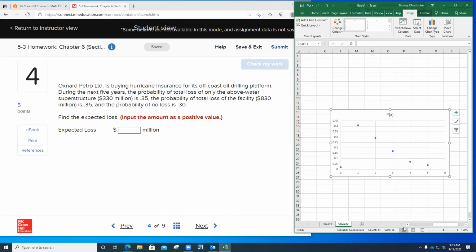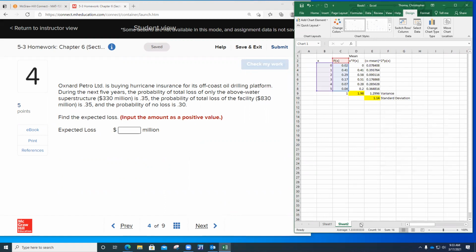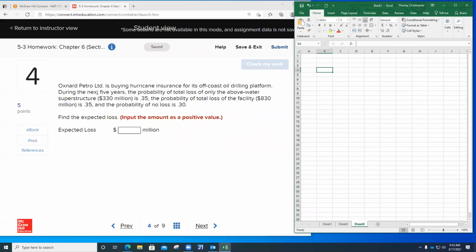Again, we can create our table for these. I'll open a new sheet since I have so much going on in this one. So this is a company buying hurricane insurance for its off-coast drilling platform. The next 5 is probably a total loss of only the above water structure is 330 million. So 330 million. And I don't have to write all the zeros because the answer has the word million in it. The probability of that is 0.35. So that's our x. And this is our probability of x. So this is 0.35.